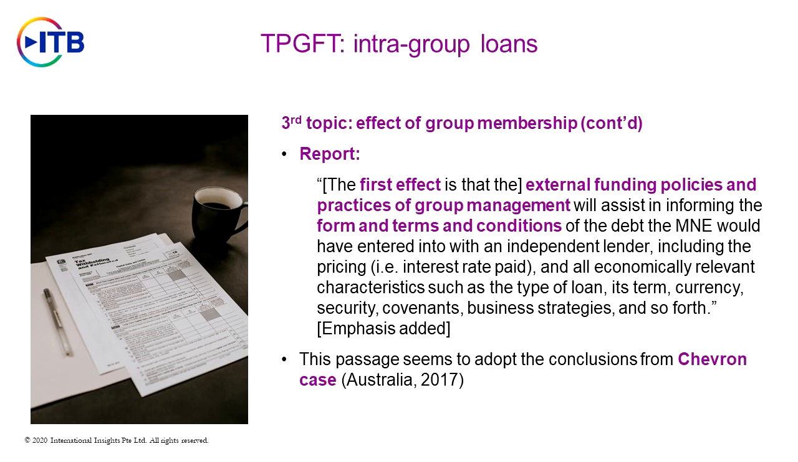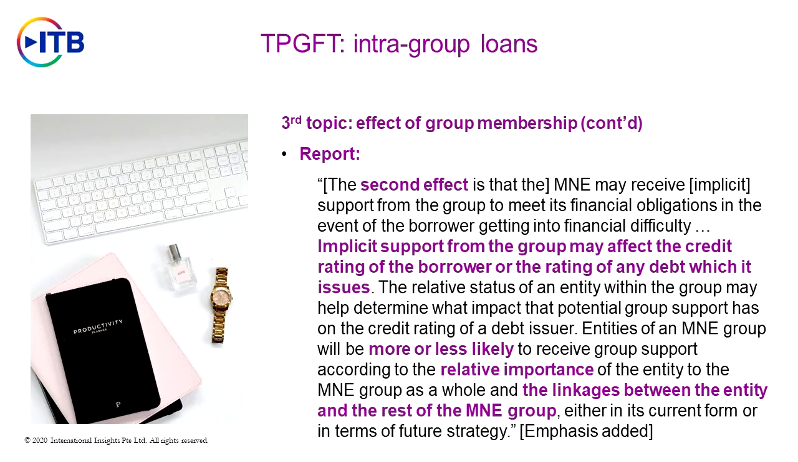in Australia. And the second effect is that the MNE may receive implicit support from the group to meet its financial obligations in the event of the borrower getting into financial difficulty. Implicit support from the group may affect the credit rating of the borrower or the rating of any debt which it issues. The relative status of an entity within the group may help determine what impact that potential group support has on the credit rating of a debt issuer.